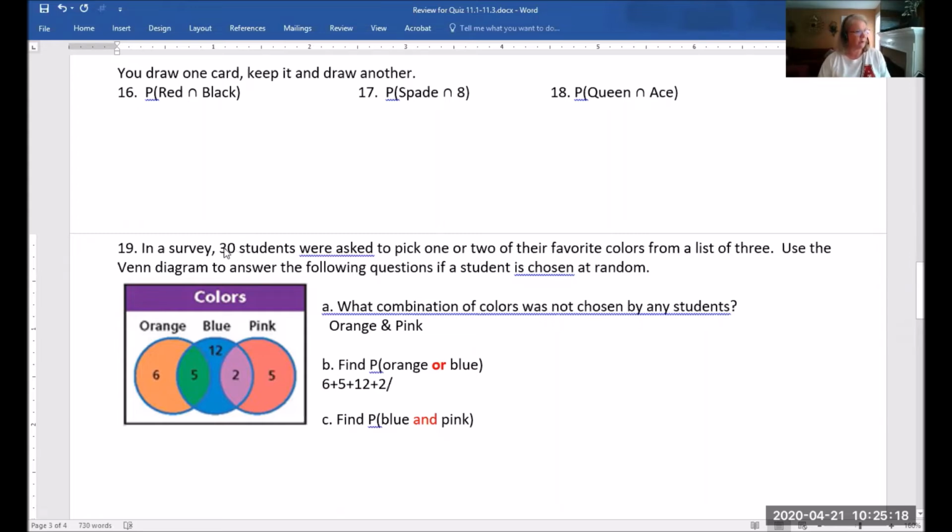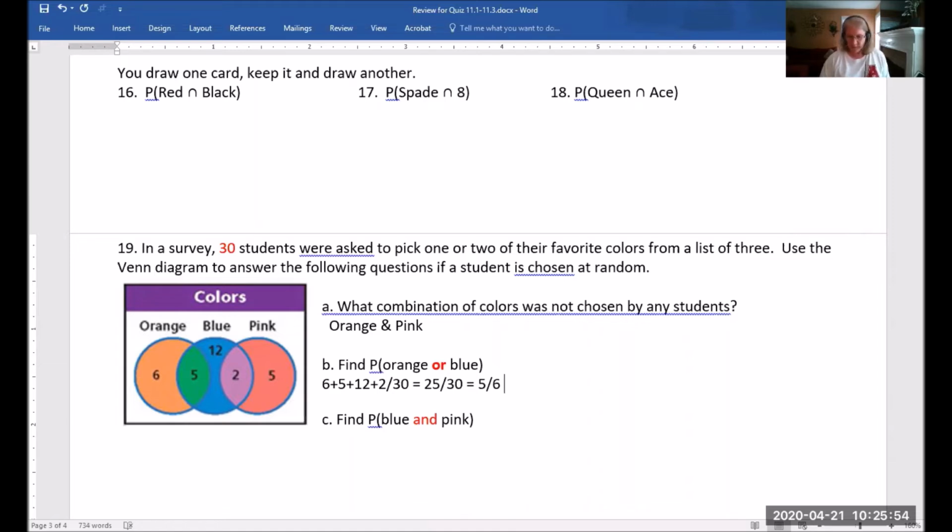See this 30 up here, y'all? That is the number of total we had, right? So when we do that, 6 plus 5 plus 12 plus 2, that's going to be 25, right? So that's 25 divided by 30, which if we reduce that, both of those are divisible by 5, right? So that would be 5 divided by 6. Again, your answer might be represented that way, remember. And then if we put it into a decimal form, it's going to be 0.83.